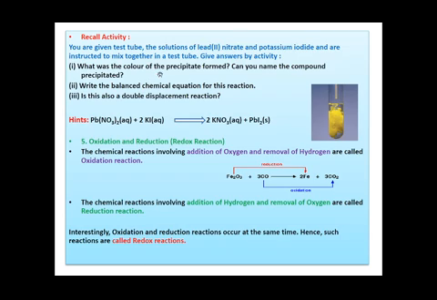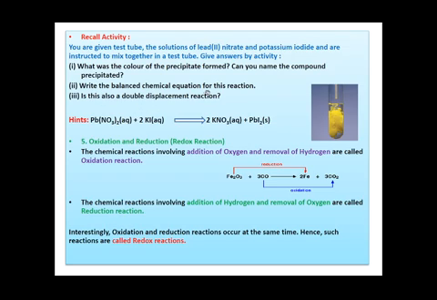What was the color of the precipitate formed? In this particular reaction, a precipitate is formed and you are asked what is the color of the precipitate. It is a yellow precipitate which is formed in this reaction. And can you name the compound which forms the precipitate here? This particular reaction is an example of double displacement reaction.